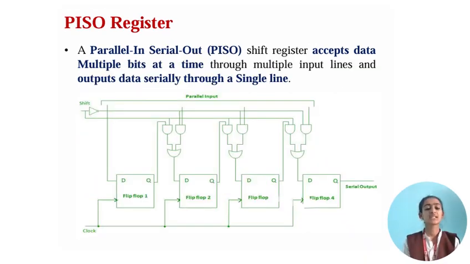PISO registers are parallel in serial out. This shift register accepts data multiple bits at a time through multiple input lines and outputs data serially through a single output. There are four flip-flops connected to parallel inputs, and the flip-flops are connected to the serial output, and there is also a serial input. They accept data multiple bits at a time through multiple input lines, and the output data is serial, connected to the clock pulse. They shift the accepted data and connect it to the serial output.